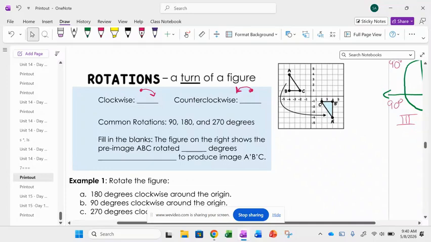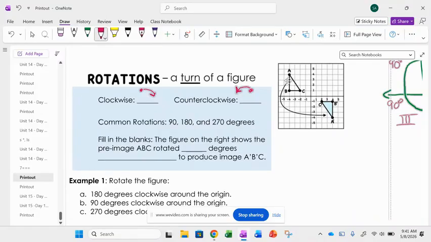So with that said, let's take a guess how many degrees this has moved. In the figure to the right, we have our pre-image ABC, and we ended up with A prime, B prime, C prime. And this arrow is showing me the direction we moved in. So if I'm moving in this direction, is that clockwise or counterclockwise, Mishka? Counterclockwise.